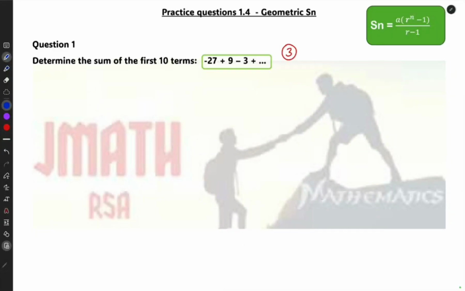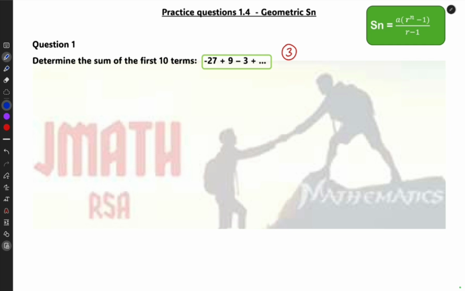Question 1. Determine the sum of the first 10 terms. Now, very important, in an exam, you're not going to be told if it's geometric or arithmetic. Sometimes you'll have to figure it out. When I look at this, I can see there I'm plussing 36, and there I'm definitely not plussing 36, so it can't be arithmetic. Geometric, I am dividing by -3, I am dividing by -3. So always just test to see, is it arithmetic or geometric or maybe something else?